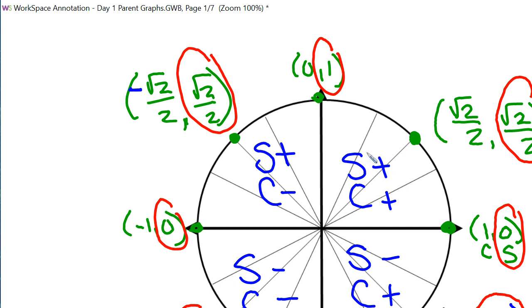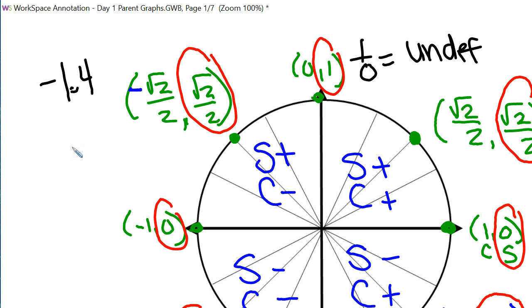So starting with 0, this would be 1 divided by 1, which would be 1. This one would be 1 divided by square root of 2 over 2, which is equal to 1.4. This one would be 1 divided by 0, which is undefined. This one would be what? Negative 1.4. This one would be what? This would be 1 divided by -1, which would be -1. And what would this one be? Negative 1.4. What would this one be? Undefined. And what would this one be? 1.4. Now, wherever you see undefined, we have to draw on the vertical asymptotes.